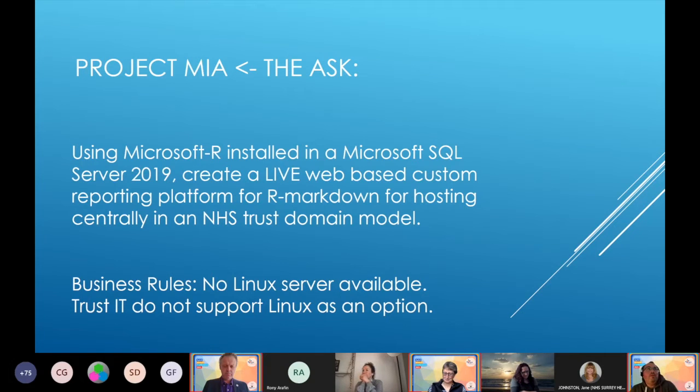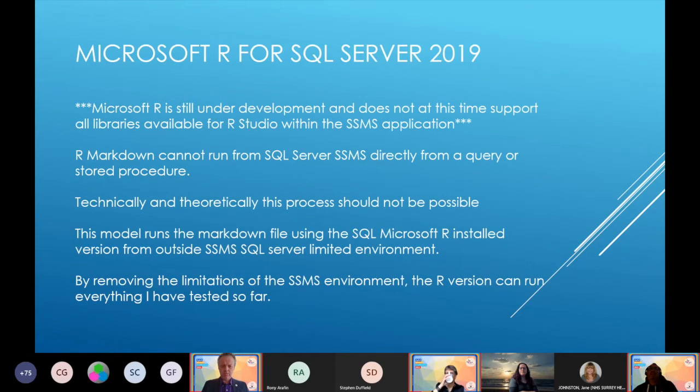So using a 2019 server and a Microsoft SQL version of 2019, I've created a web-live, custom reporting platform using Markdown. In this scenario, my trust doesn't use Linux, for example, to host Shiny. To buy the RStudio professional package is very, very expensive. So how can I get around that? That was kind of my project. This is a full walkthrough from RStudio to actually the customer.